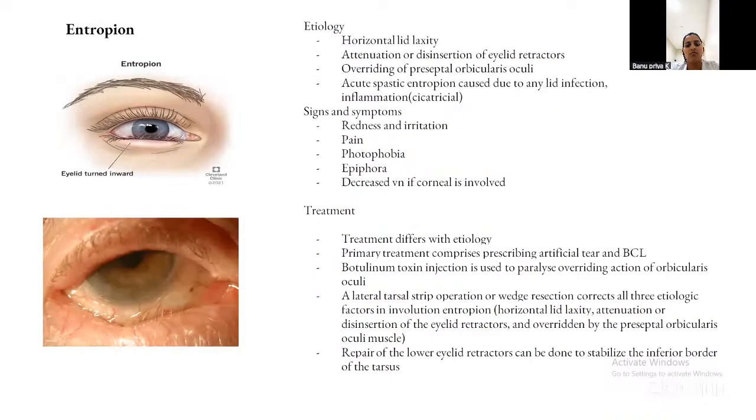Entropion. Entropion is the inward turning of the lower eyelid. This could be because of horizontal loosening of the eyelid muscle. Improper function of the eyelid retractors and overriding of the orbicularis oculi could also be a reason. Acute spastic entropion is caused because of an underlying lid infection. The signs and symptoms would be redness, irritation, pain, photophobia, epiphora, watering, and decreased vision in case the cornea is involved.